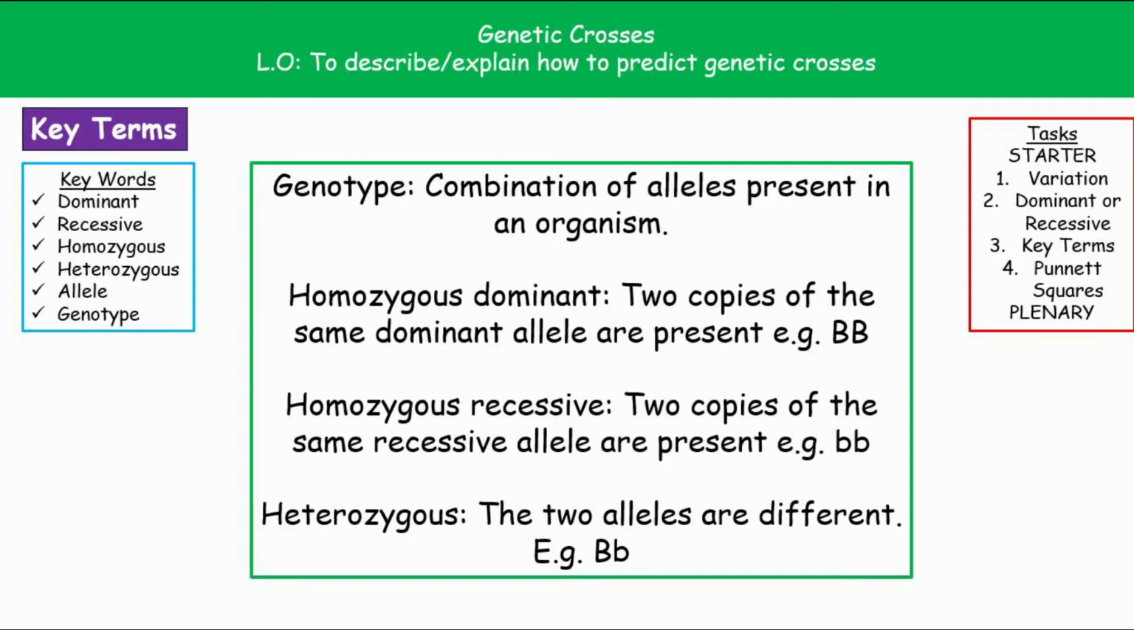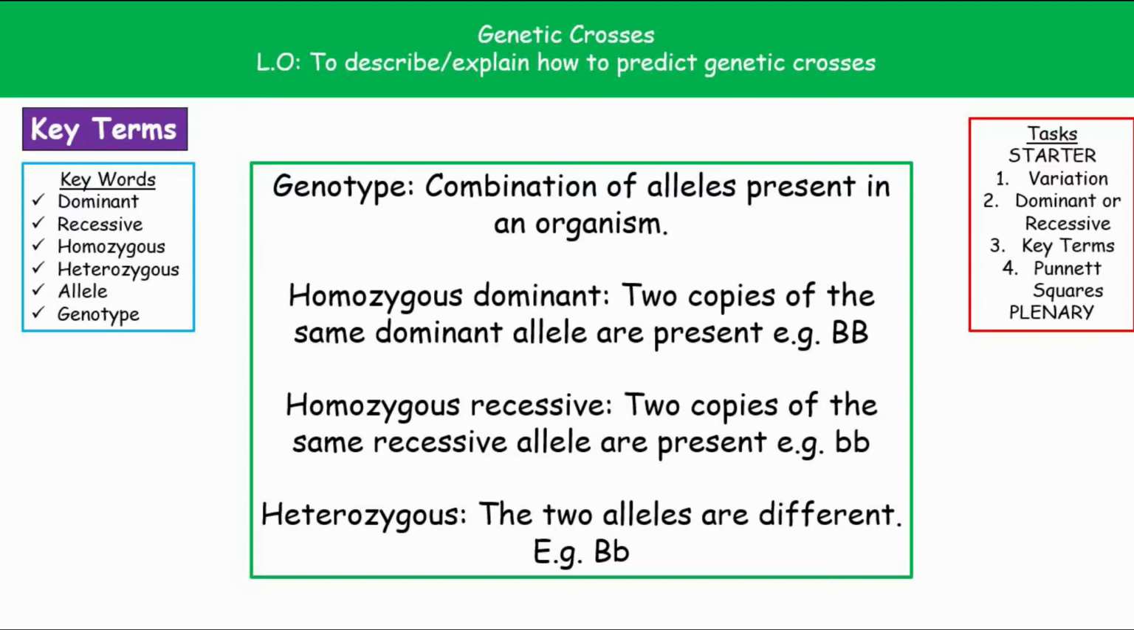So it will tell us whether we've got one dominant and one recessive, whether they're both recessive, whether they're both dominant. So the genotype literally tells us the alleles we have. Second term, homozygous dominant. So this tells us that there are two copies of the same dominant allele present.